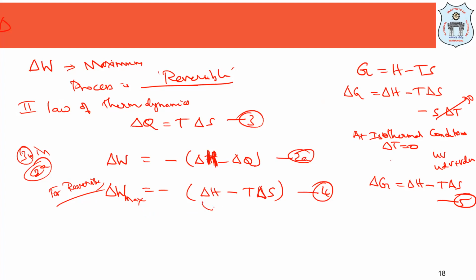And this, delta H minus T delta S, is nothing but delta G. Delta W max is equal to minus delta G is what we get. That's equation number 6.